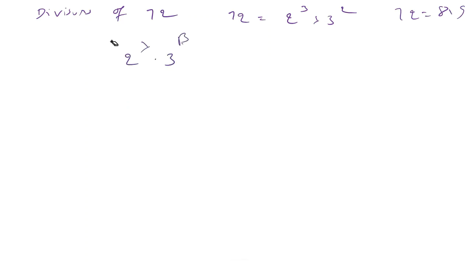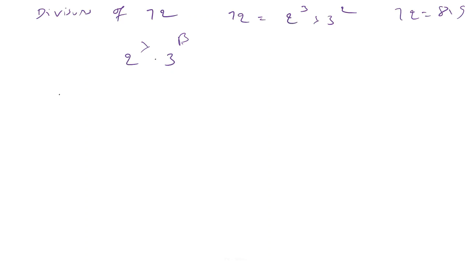Any divisor of 72 will be of this form. So it will not be of the form 5 power something, or 7 power something. Any power of 5 or any power of 7 will not be a divisor of 72. All the divisors of 72 will be of this form, 2 raised to lambda and 3 raised to beta. Okay, so 72 you can write as 2 cubed times 3 squared.